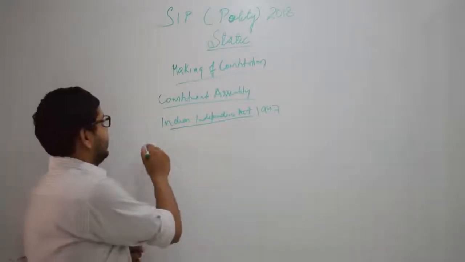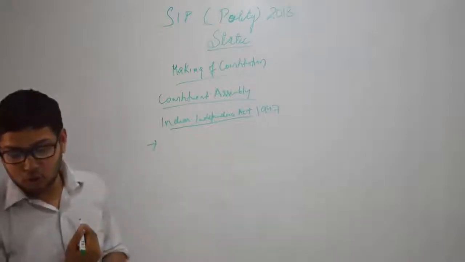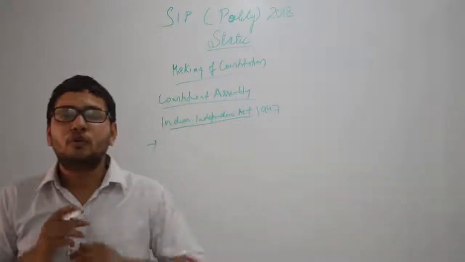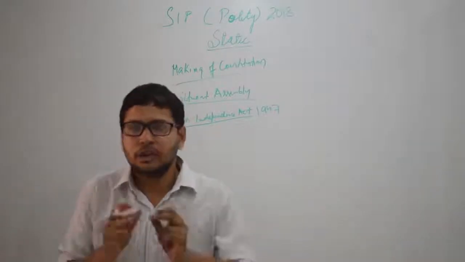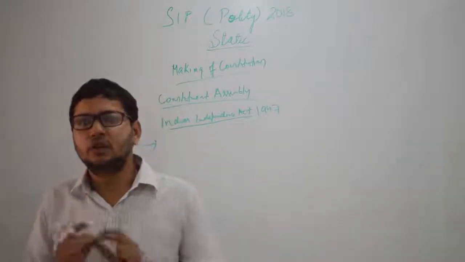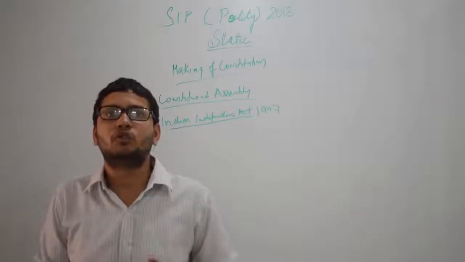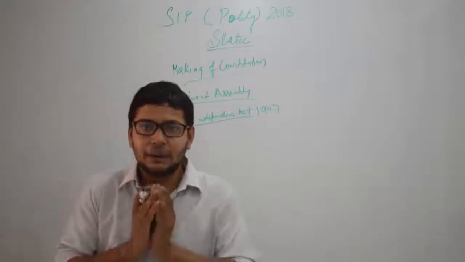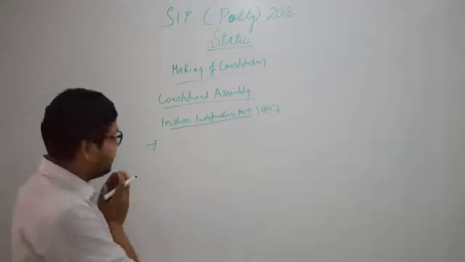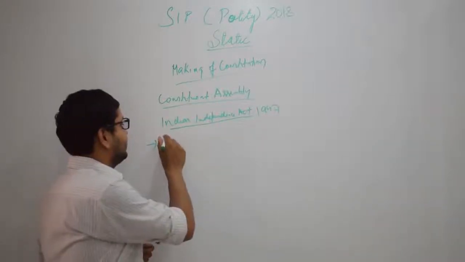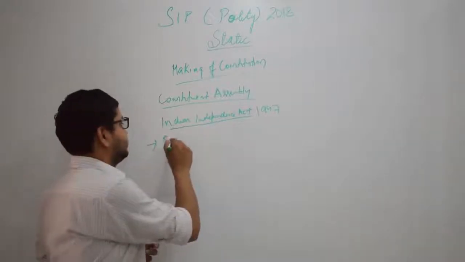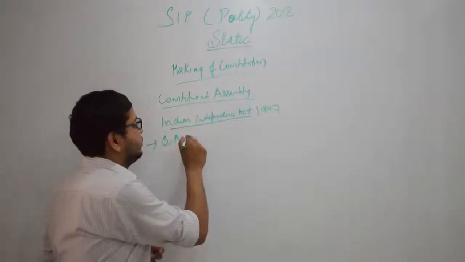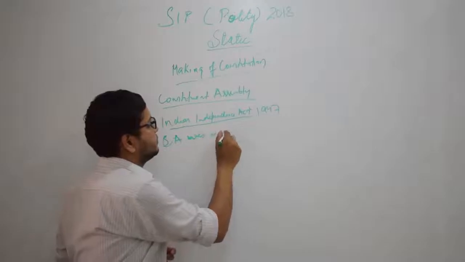First, the assembly was made a sovereign body and it could frame any kind of constitution it wanted. So there would be no interference; they were not under the control of the Queen. It was made completely sovereign and given power to make any kind of constitution it wanted. So the Constituent Assembly was made sovereign.